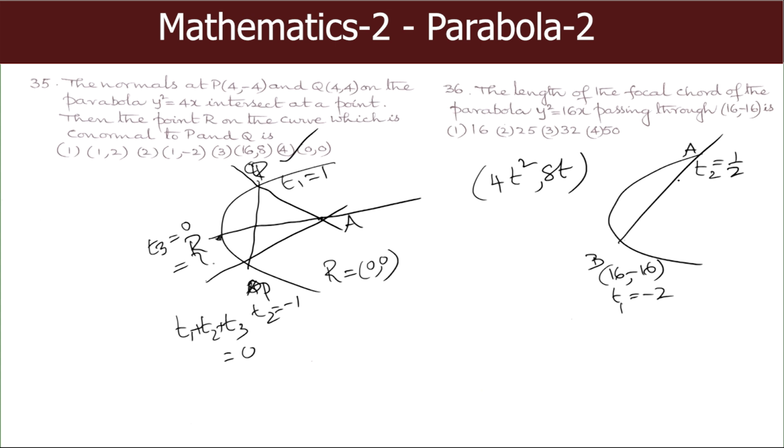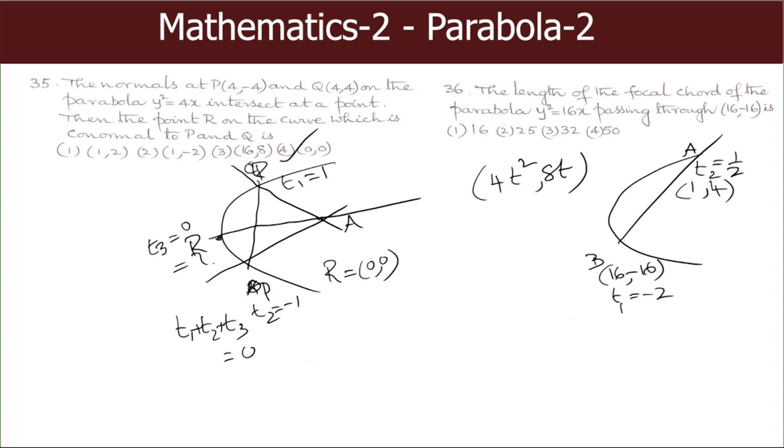The chord joining the points T1 and T2 on the parabola is a focal chord only if the product of the parameters T1 and T2 is equal to minus 1. So, when T1 is minus 2, T2 must be equal to half. Therefore, what is A? When T2 equal to half, this is (1, 4).